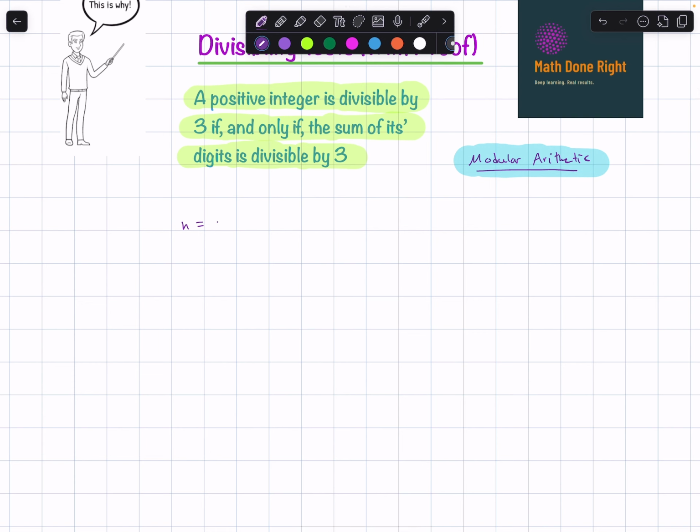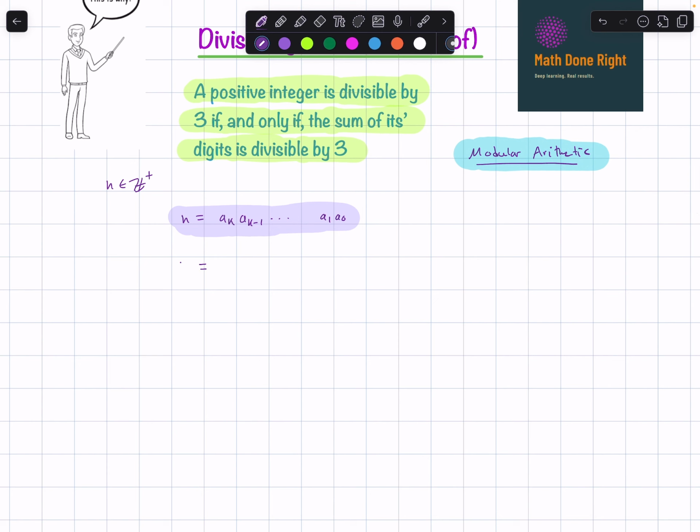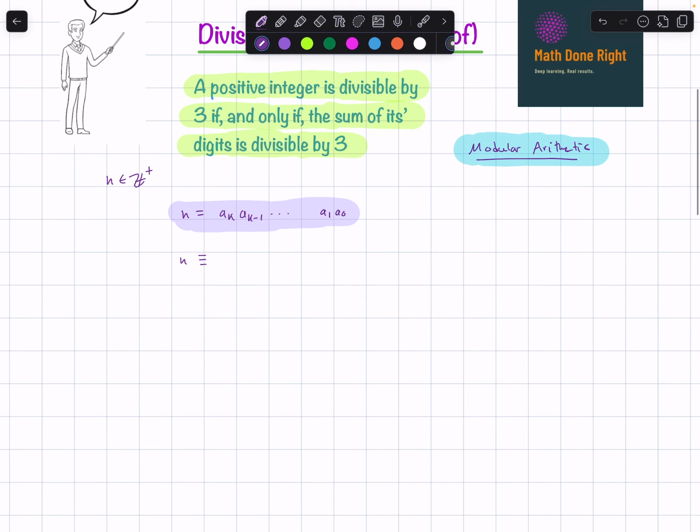So first, let's write n, our positive integer. We'll write n equal to a_k, a_(k-1), all the way through a_1, a_0, and this is our base 10 representation of n. Again, I'm assuming that people doing contests have seen base 10 representations. If that's strange to you, please do check out the videos on that, where we see the standard notation for writing a base 10 positive integer. Here a_k is the leading digit, and that one can't be 0.